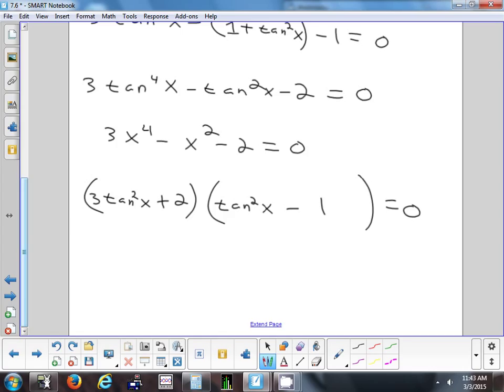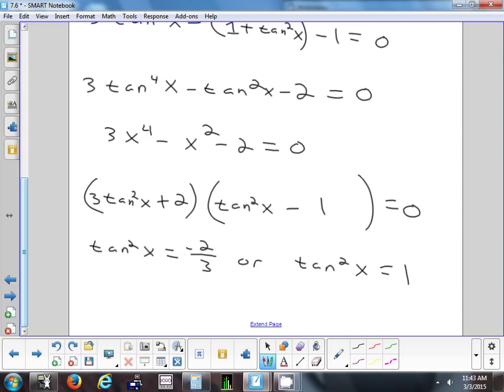So now we're going to set each factor equal to 0. For this first factor, I would minus the 2 to the other side and then divide by 3. Or for the second factor, I would plus the 1 on each side. So now we have tangent squared equals negative 2/3. So before we can use inverse tangent, we got to get rid of the square.